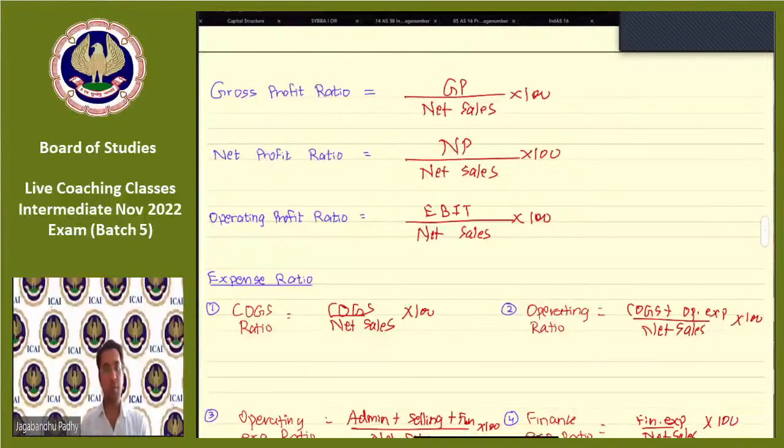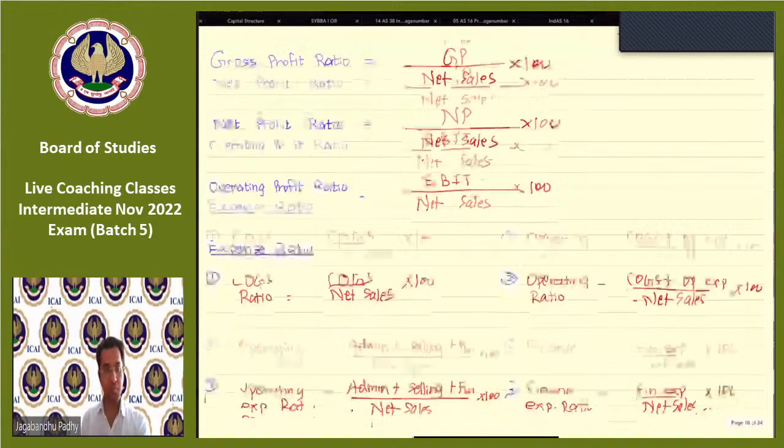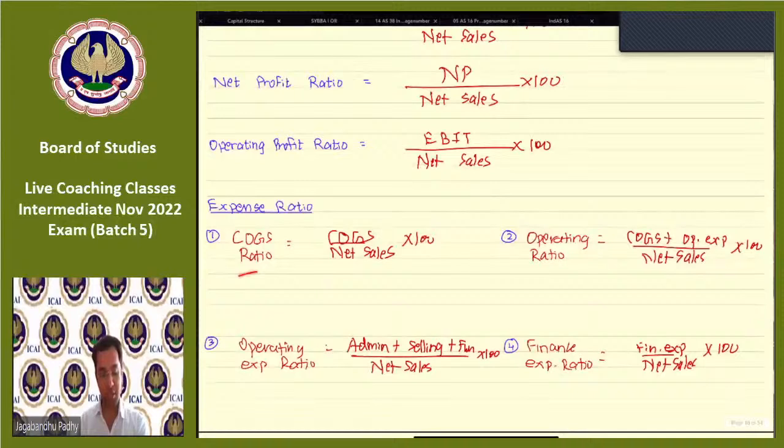So the first set of profitability ratios that we see was GP ratio, then we saw NP ratio and operating profit ratio. All of them have the format of that particular number divided by net sales into 100. Then expense ratio: COGS ratio is COGS upon net sales into 100. Operating ratio is your operating expenses plus COGS upon net sales into 100. And any other such P&L ratio is also going to be on similar lines.